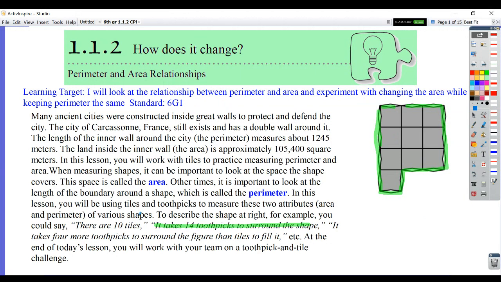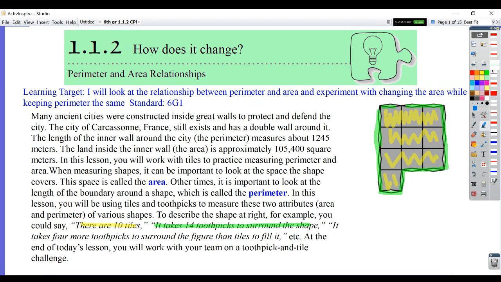If we look at the inside, how many tiles there are that create the space or cover the space inside, we've got 3, we've got 6, we've got 9, so we would say that there are 10 tiles, all right? So the attributes of this shape would be that there are 10 tiles, or in other words, the space inside is 10 squares, and that it takes 14 toothpicks to go around the outside edge.